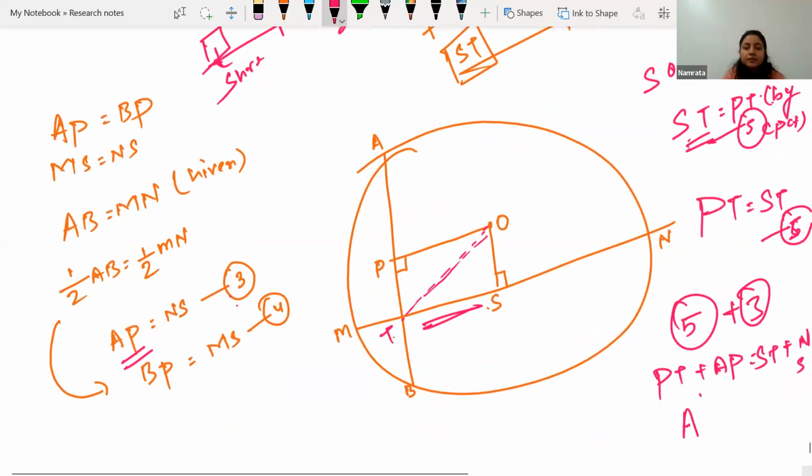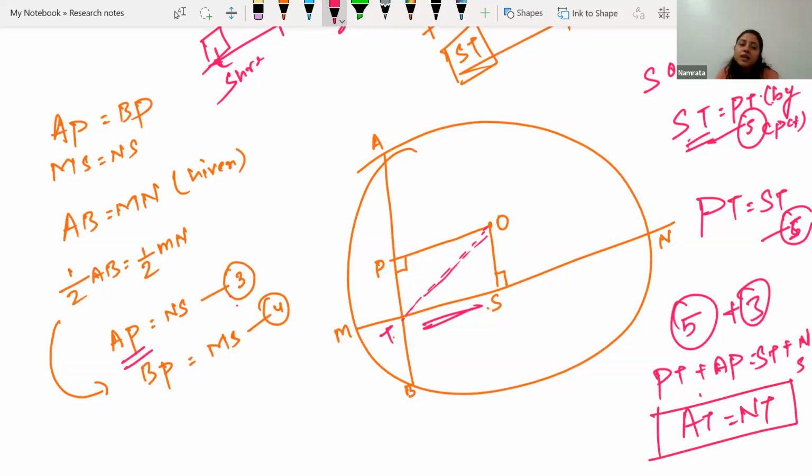And ST plus NS is nothing but NT. So AT is equal to NT. We have already proved that the bigger section over here of the chord is equal to the bigger section over there. Now we have to prove that MT and BT are the same.